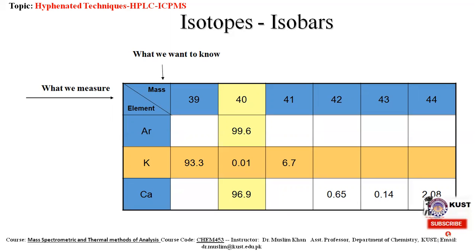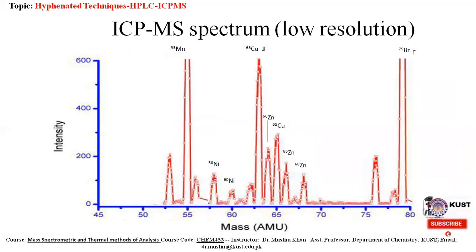So the number of protons and number of electrons are the same because of the atomic number, but the number of neutrons is different. It means that different isotopes, on the basis of mass to charge ratio, will appear in different places in a spectrum. That is what we measure. So this is the ICPMS spectrum at low resolution.